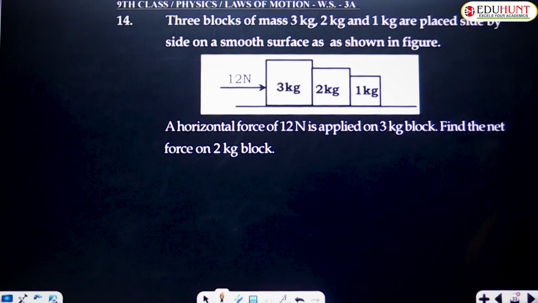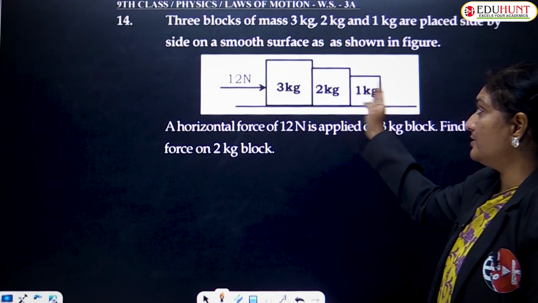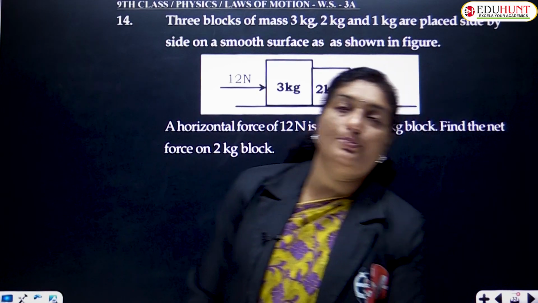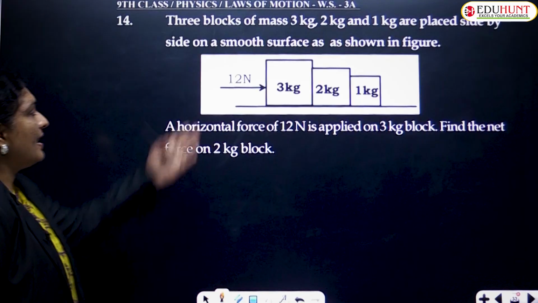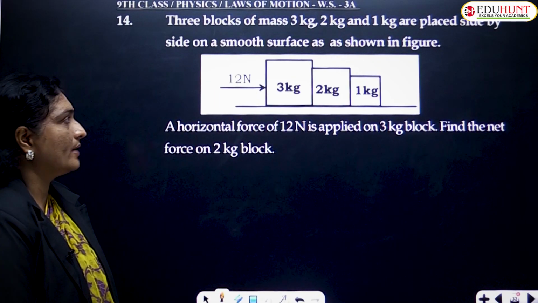3 blocks of masses 3 kg, 2 kg and 1 kg are placed side by side on a smooth surface as shown in the figure. So how many blocks? 1, 2 and 3. Total mass is 3 plus 2 plus 1, that is 6 kg. A horizontal force of 12 Newton is applied on the 3 kg block. Find the net force on the 2 kg block.